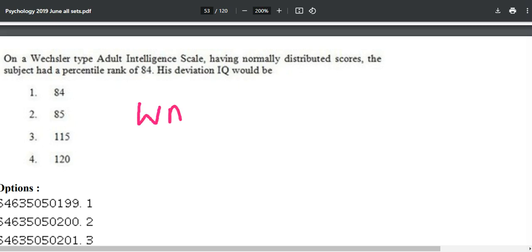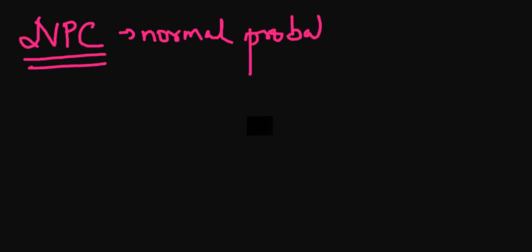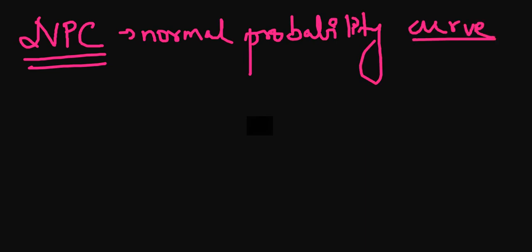Now you know what the Wechsler Adult Intelligence Scale is, when it came, why it came, how it came, and what it uses. Now we will talk about the NPC, which is our normal probability curve. I hope you know the meaning of probability as well, and the meaning of curve as well. A curve can be like this, or like any other thing.